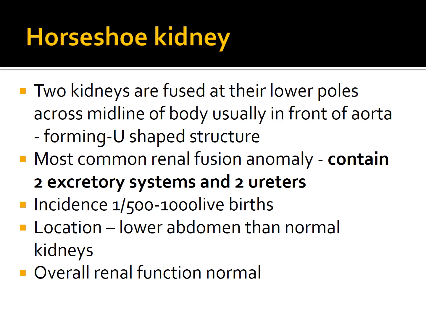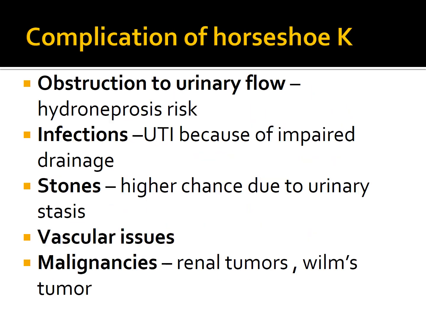It contains 2 excretory systems and ureters, so it is functioning normally. Incidence is 1 in 500 to 1000 live births, and many times this is associated with syndromes like Turner syndrome, Edwards syndrome. The location of the kidney is in the lower abdomen than the normal kidney. The overall renal function remains normal, so there is no renal failure, but it has some complications. Obstruction to the urinary flow occurs. Due to that, a person may have hydronephrosis. There is a high risk of hydronephrosis.